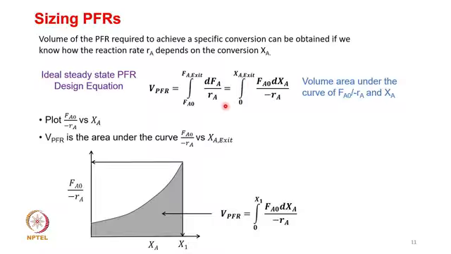So once you have the plot of FA naught by minus RA versus XA available, the volume of the PFR is the area under the curve of FA naught by minus RA versus XA up to XA. Whatever you plot, you evaluate the area under the curve, because an integral is always evaluated as an area under the curve. So we are now done with computing the volume of the PFR.